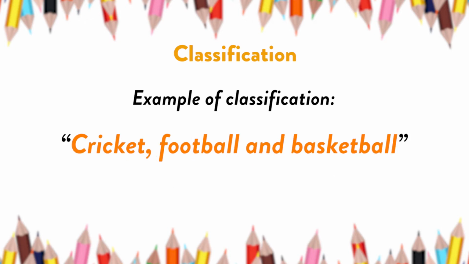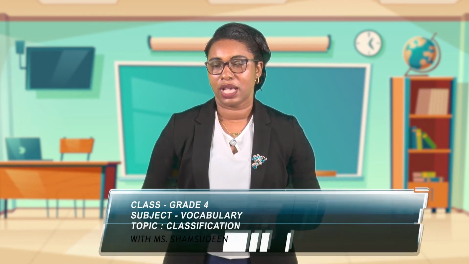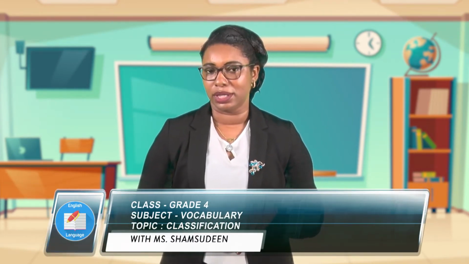Then we have the words cricket, football, and basketball. These are all sports. Cat, goat, sheep, and cow, they are all animals. So, the three groups that we would have grouped or classed these different words into are measurement, sports, and animals. I hope you followed that example carefully.